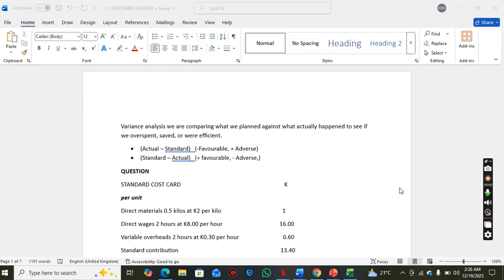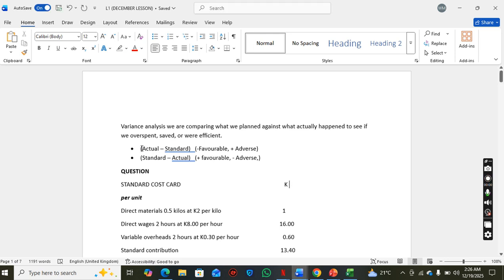Against what actually happened. Basically, we want to see if we overspent, if we're efficient, or if we saved. Alright, so I'm going to illustrate an example here. Now, I want you to notice these 2 points I've written here.